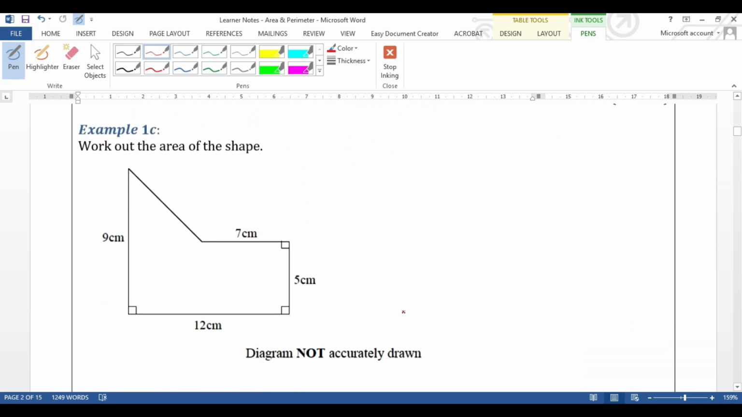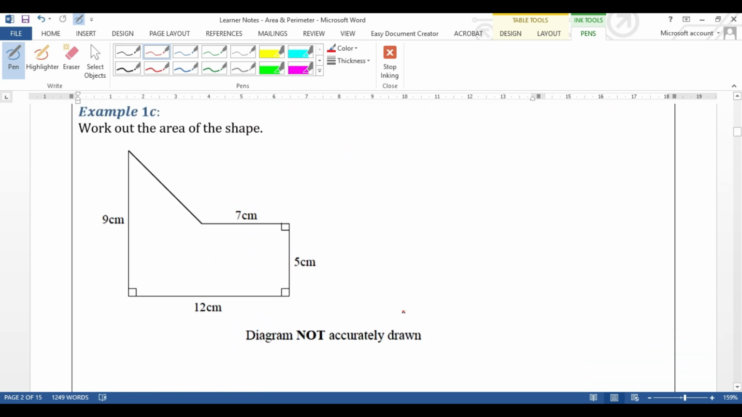Let's have a look at a level 2 type question then. So this is work out the area of the shape, and obviously this is a compound shape again. So it's like a rectangle with a triangle stuck on the top. So we're going to have to split the shape this way. Let's call this shape A. Let's call this shape B.